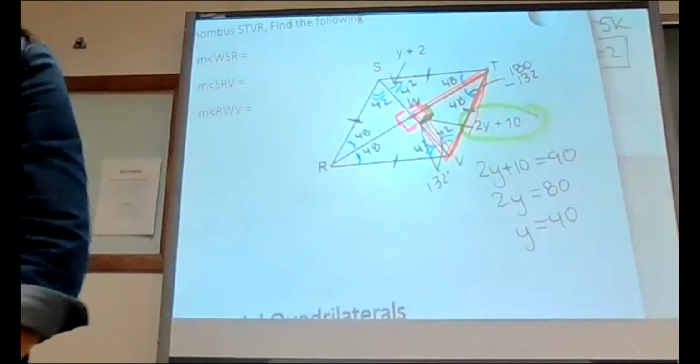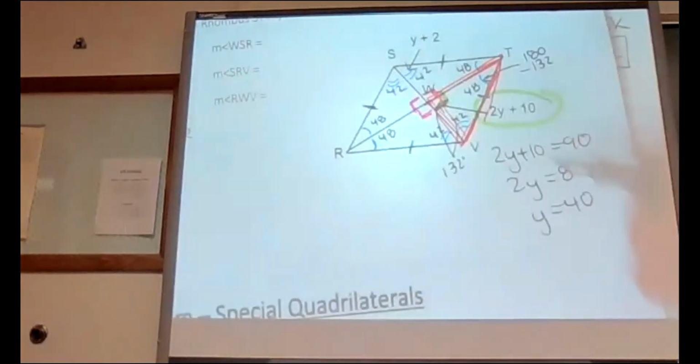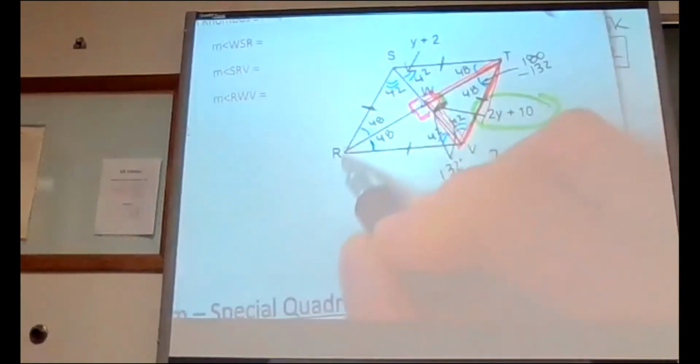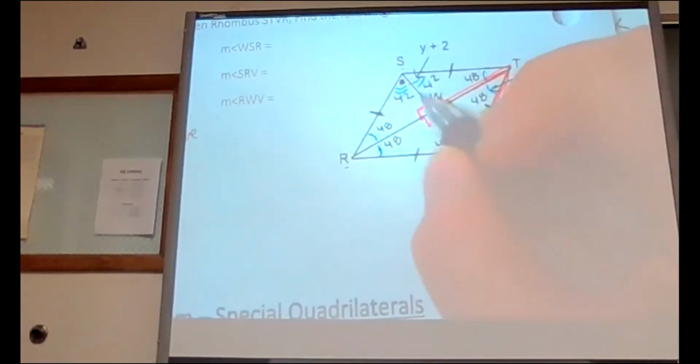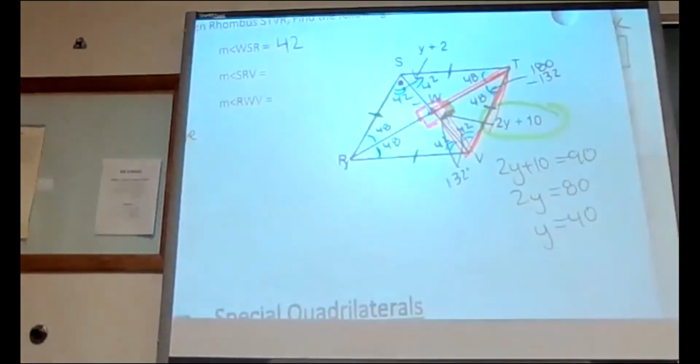So now let's go back and see what it asked for. So it says find WSR. So W is here in the middle. W to S to R, that would be this angle right here. I put a dot there. W to S to R, that would be right here. I've already labeled it. 42. And that's kind of how I typically solve these problems. Like I just fill in everything I can. Then I go back and answer the questions because then I pretty much have everything and I'm just filling in the blanks.